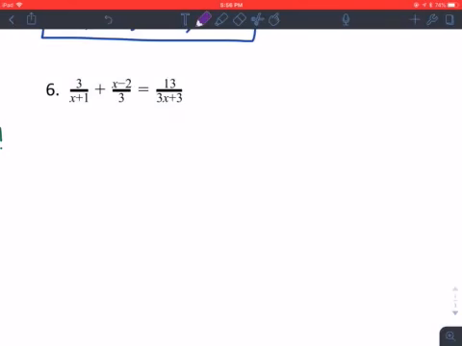We're still solving here for number 6, so remember your end goal is to get x equals a number. Also, when we're solving, we want to get rid of fractions, so that's kind of what we need to work towards. We do need to state our domain restrictions.